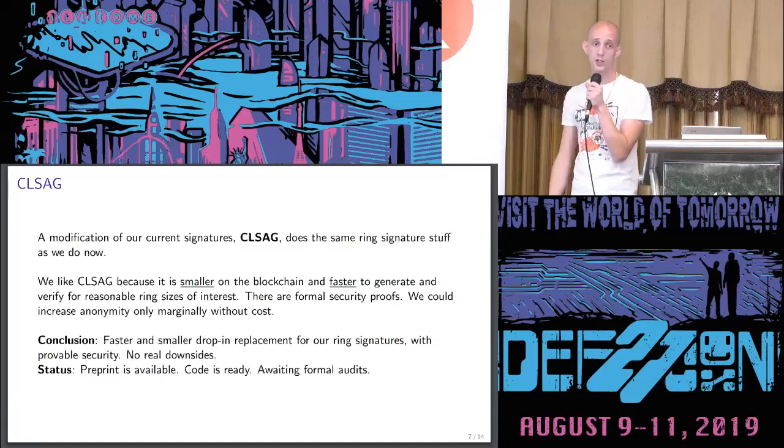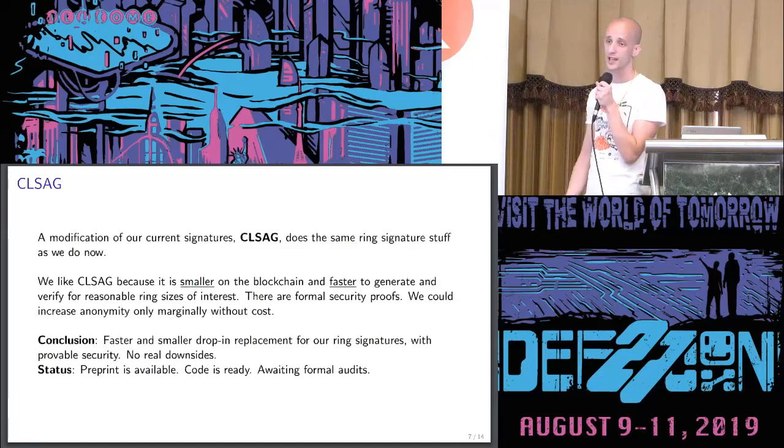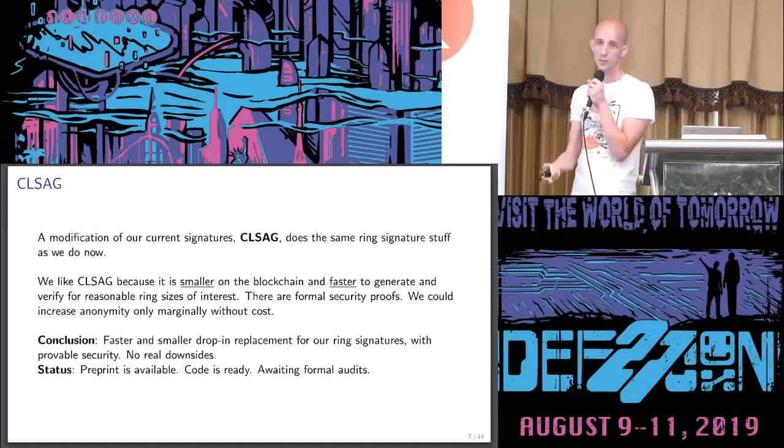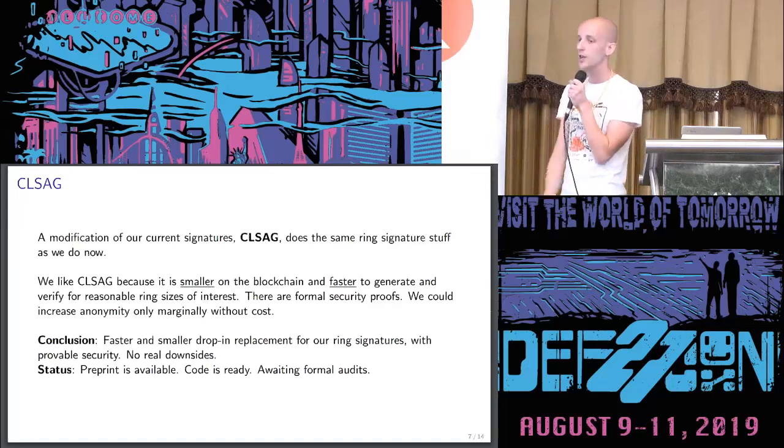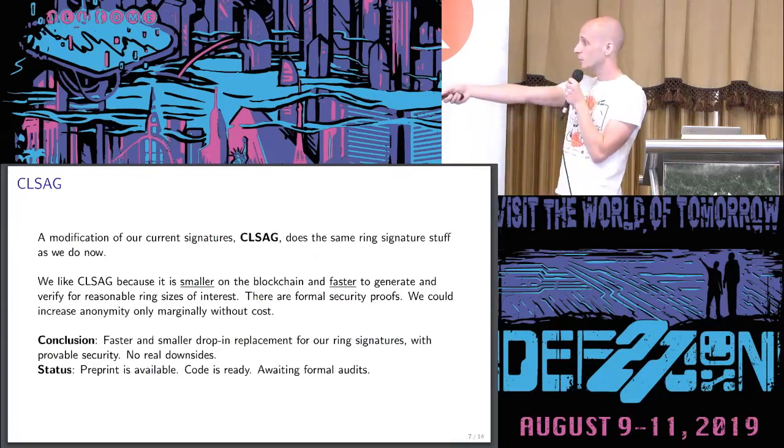The downside is it only works for reasonable anonymity set sizes. Right now, Monero's anonymity set size is 11, so basically any spend, absent external information, spends 1 out of 11 notes. And you really can't increase that much with this scheme. So we really couldn't increase the anonymity very much. We could do it marginally without any added cost in space and time.